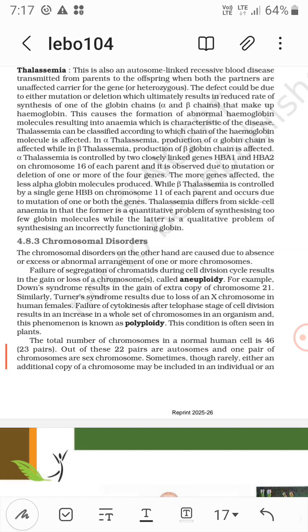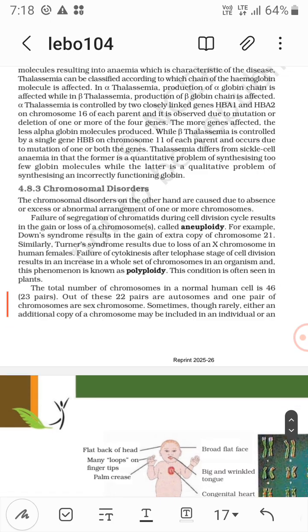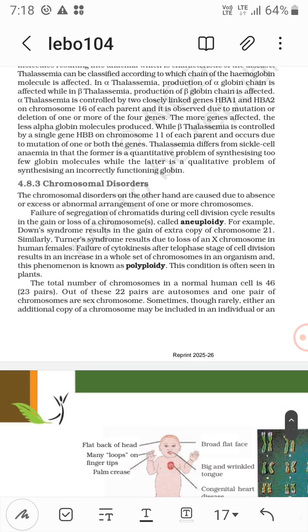Now thalassemia differs from sickle cell anemia in that the former is a quantitative problem. So thalassemia is a quantitative problem, like less alpha chain is produced. So it is a quantitative problem of synthesizing too few globin molecules, while the latter is a qualitative problem of synthesizing an incorrectly functioning globin.